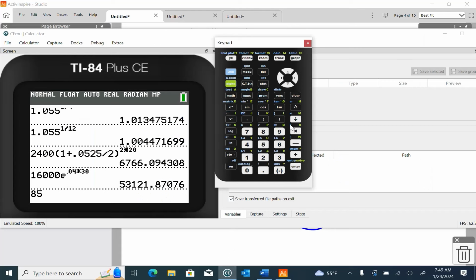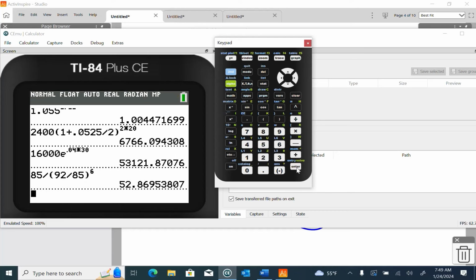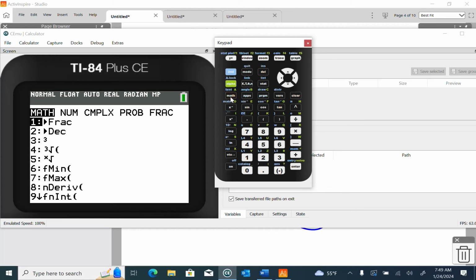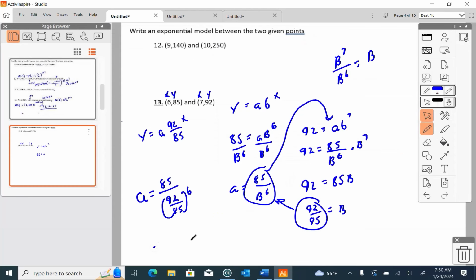I have 85 divided by 92 over 85 to the sixth power. It's kind of an ugly decimal. Keep 4 decimal places. Or let's see. Math, enter, enter. Yeah, 52.8695. I wrote that wrong. This was messed up. There we go, that's better.